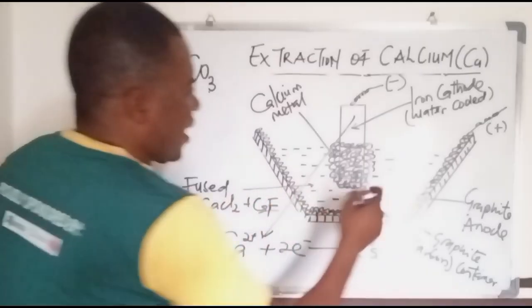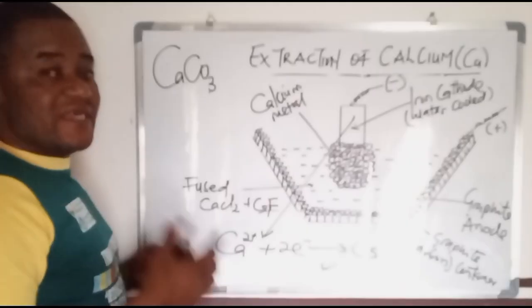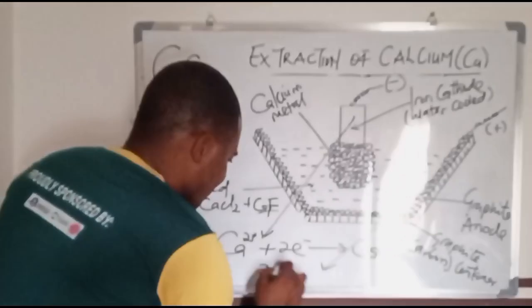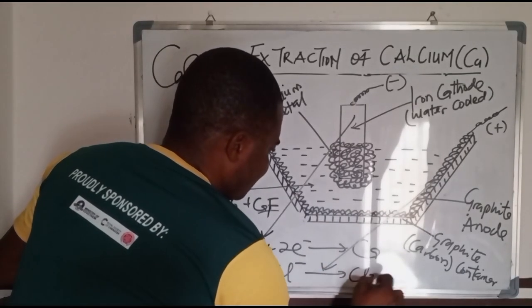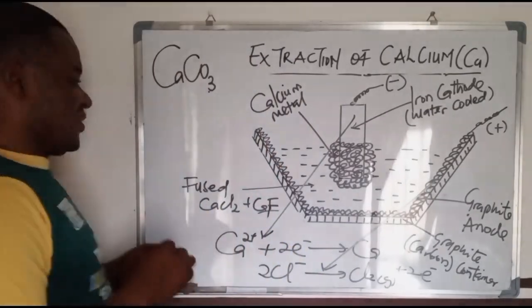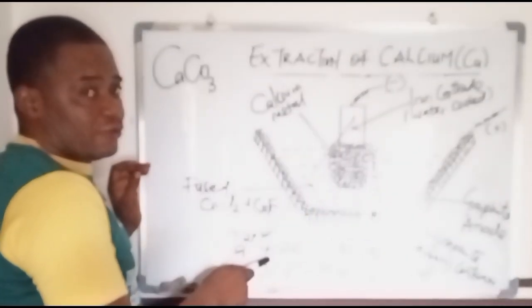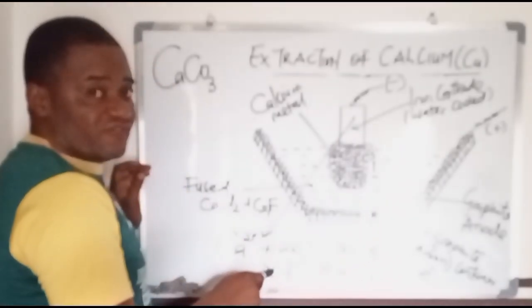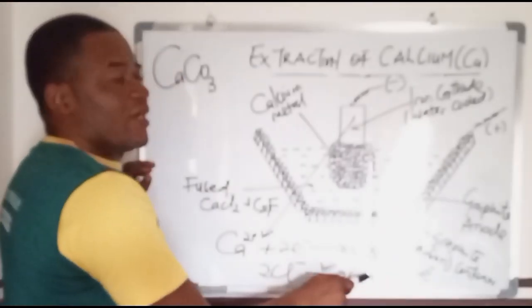And what happens around the graphite wall, or the anode, is an oxidation reaction where there is a loss of electrons. So in that way, we say chloride ion will lose electrons, and you can have chlorine gas formed at the end of the day, plus 2 electrons. So you can see that at the cathode, there is a reduction reaction with a gain in electron to form calcium metal, and at the graphite anode, there is an oxidation reaction where there is a loss of 2 electrons to form chlorine gas.